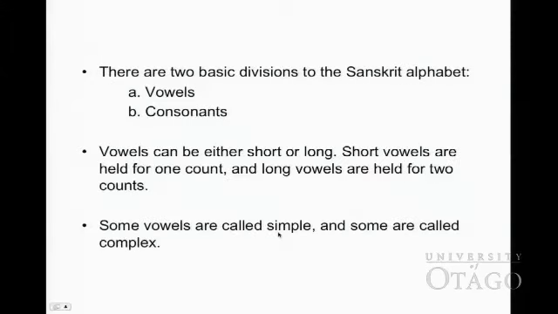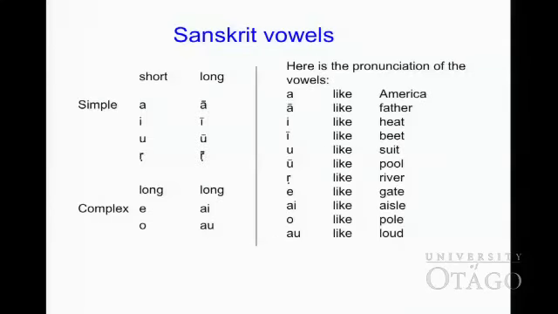So there are 2 basic divisions to the Sanskrit alphabet. The first is vowels, and the second is consonants. Vowels can be either short or long. Short vowels are held for 1 count, and long vowels are held for 2 counts. Some vowels are called simple, and some are called complex. Now, see this chart of the Sanskrit vowels.